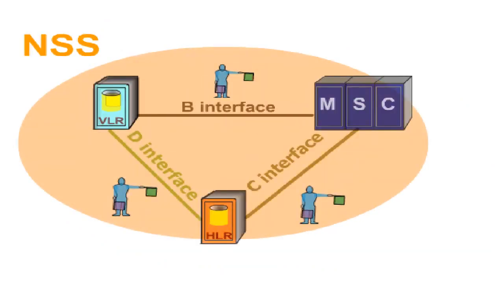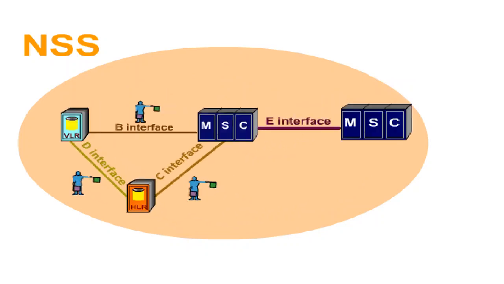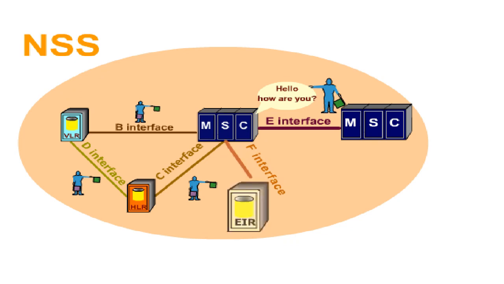The E interface is located between two MSCs. Apart from signalling data, user data and speech can be transmitted as well. The F interface is located between the MSC and the Equipment Identity Register, EIR. If an EIR exists, the interface is used exclusively for signalling data concerning the EIR control.